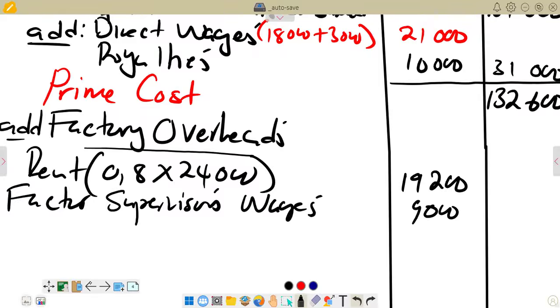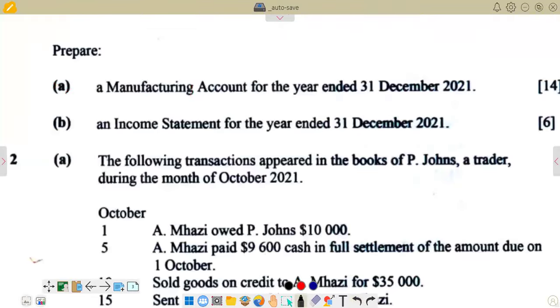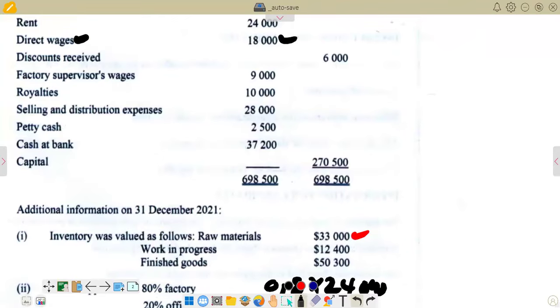And we check if you've got any other factory overheads that we have in the question. So you can just try to go down, check it. After factory supervisors' wages, we've got royalties, we already adjusted for that. Selling and distribution expenses, we put it in the income statement. Then we've got net cash, that's a current asset, cash and bank current asset, and no capital. So which means we've exhausted everything in terms of our factory overheads.